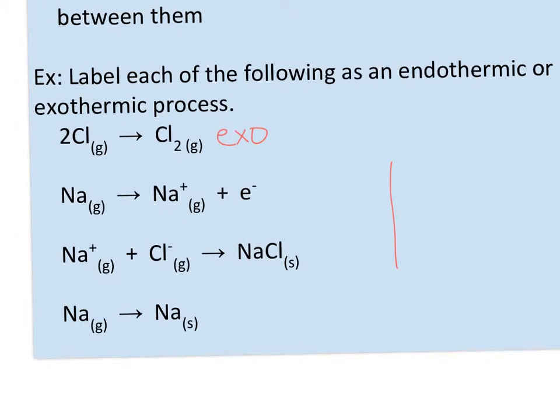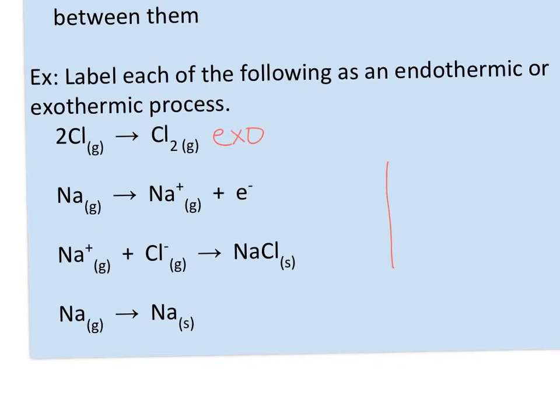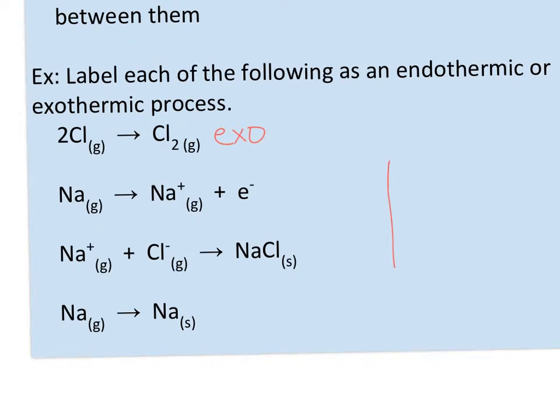And my second one, Na gas becoming Na plus plus e minus, that involves separating things, so that's going to require energy. That's going to be endothermic. Bringing two ions together, you're bringing them together, so that's going to be exothermic. And a gas to a solid, it's also going to be bringing them together, so that's going to be exothermic. So the only endothermic process here is the second one, when you're removing an electron, ionization.